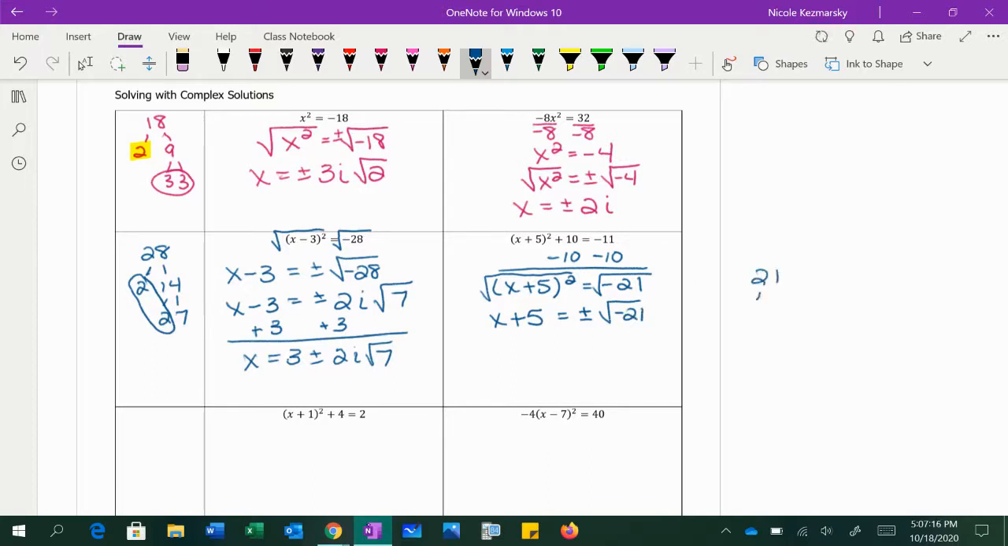21 does factor into 3 times 7, but it doesn't have a pair. So if it doesn't have a pair, it's going to stay a square root of 21. The only thing we're going to do to it is make it plus or minus, and we're going to put an i instead of the negative sign. Then we'll subtract 5. And remember that 5 goes in front of the plus or minus, so we're going to say x equals -5 plus or minus i square root of 21.